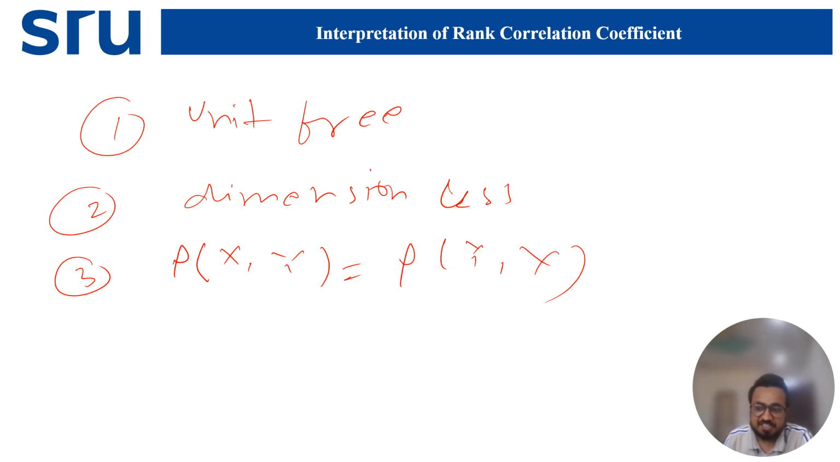It measures a monotonic relationship, which means the relationship does not need to be linear. It is also less affected by outliers, because an extreme observation affects only the rank position. So these are the properties of the rank correlation coefficient. Now we will discuss some problems to understand this definition.